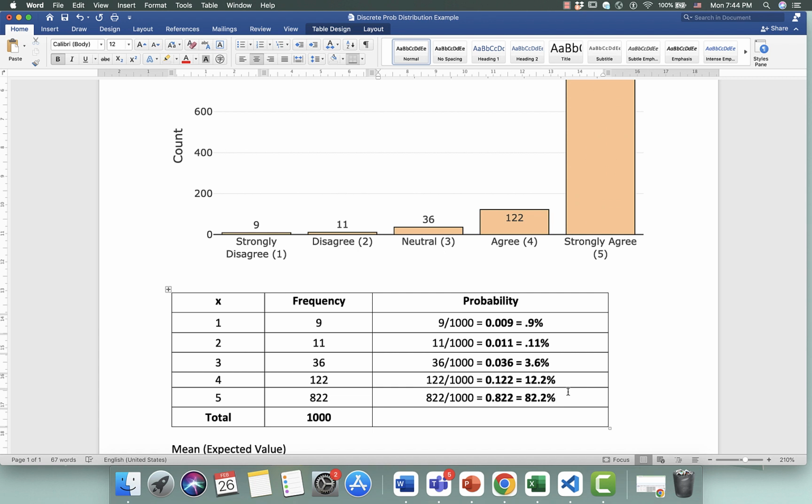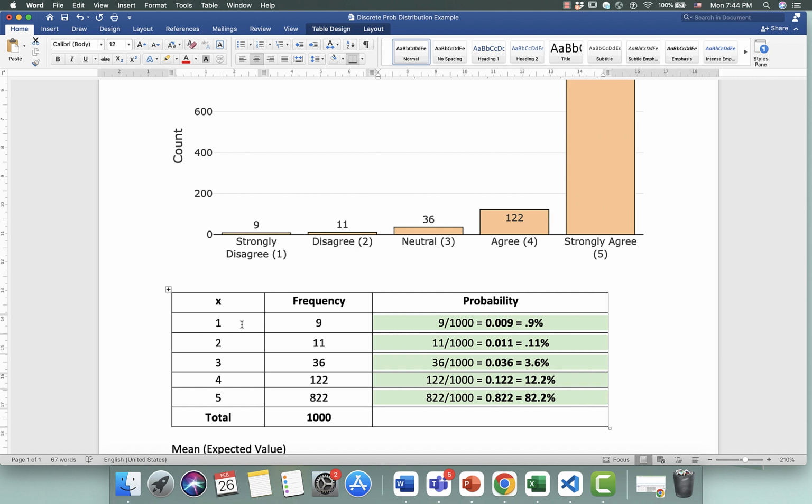So one of the key features of a discrete probability distribution is you have a list of each value that the random variable can take. The random variable here can take on 5 values, 1, 2, 3, 4, or 5. Each of the values has a probability. So each value of the random variable has a probability. And the sum of the probabilities is 1.